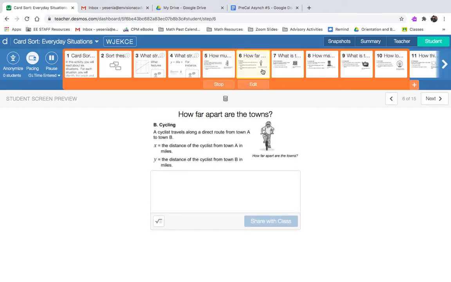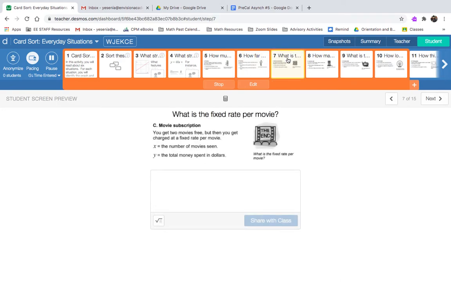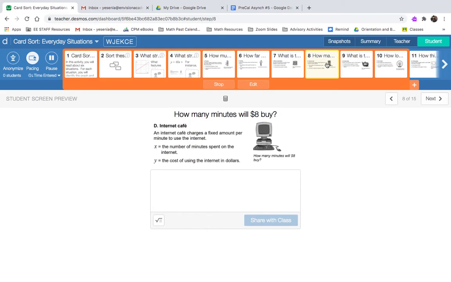How far apart are the towns? Again, this situation is in the sort. Whatever equation you matched it to, you could use the equation or you could use the graph. You could plot the graph on Desmos and find the answer to this question. How far apart are the towns? And up to 7, what is the fixed rate per movie? There's a movie subscription. Up to 9, how many minutes will $8 buy, and so forth.